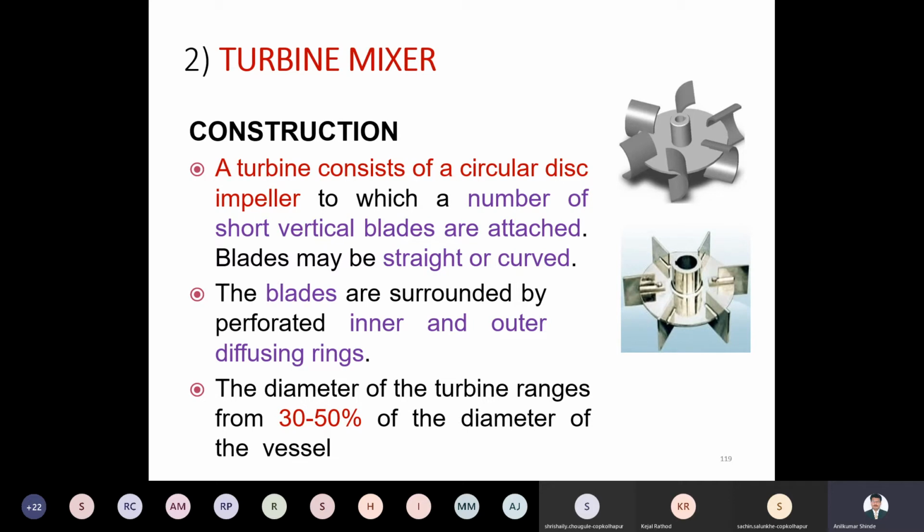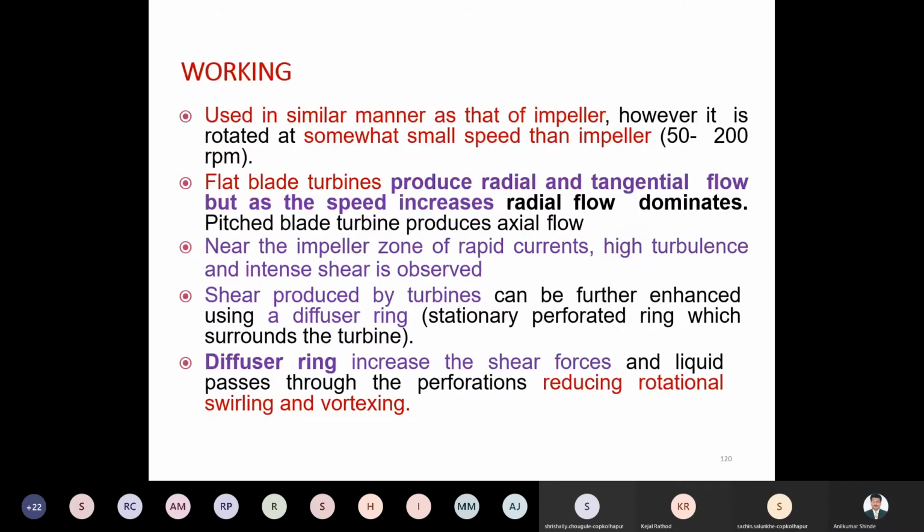So 30 to 35% of the diameter of the vessel is necessary for the highest turbulent flow, which is possible with a circular disc impeller that should be attached. It works in a similar manner to a propeller impeller, but is rotated at a somewhat smaller speed. This type of turbine mixer has a low speed, 50 to 200 rpm, right?